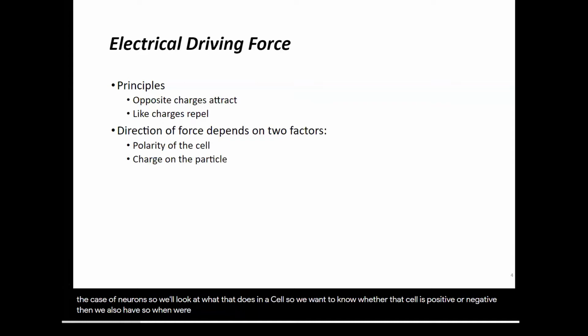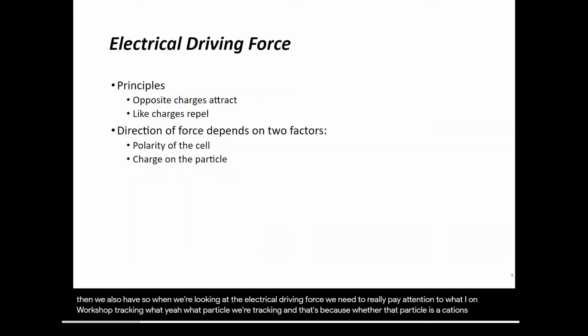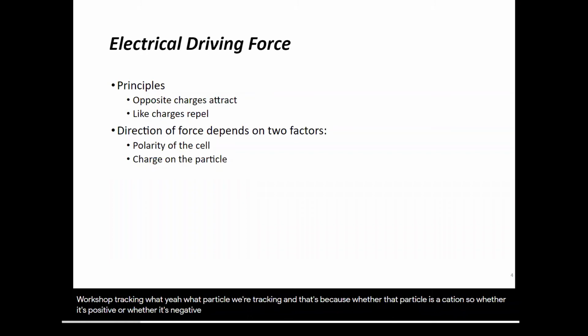So when we're looking at the electrical driving force, we need to really pay attention to what ion we're tracking, what particle we're tracking. And that's because whether that particle is a cation, so whether it's positive or whether it's negative, that's going to change how it interacts with the polarity of the cell. So we can't just have a general electrical driving force. It's going to be on a specific type of ion, a specific charge.